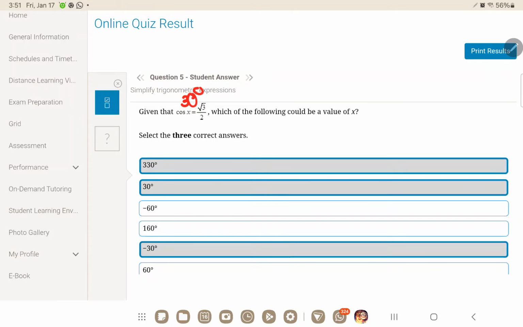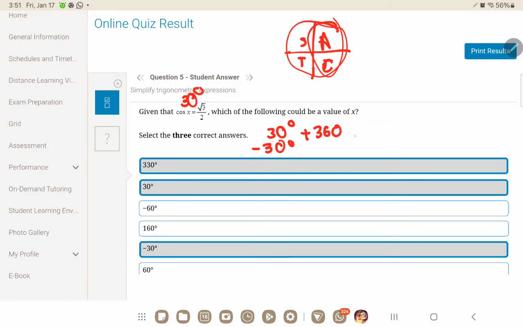And here we're going to keep it in degrees. Since it's cosine, all students take chemistry. So it's these two. So for these two quadrants, what you do is, it's 30 degrees and negative 30 degrees. You take the degree and its opposite, and then you can add 360 degrees to it or subtract 360 degrees from it to get all your angles. So plus 360 gives us 390, and plus 360 here gives us 330.